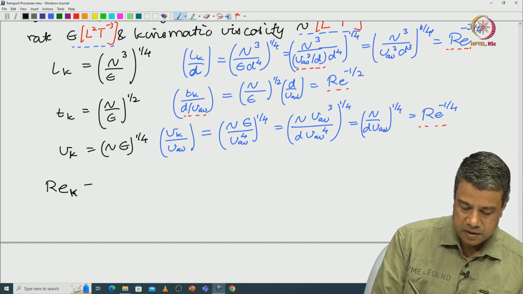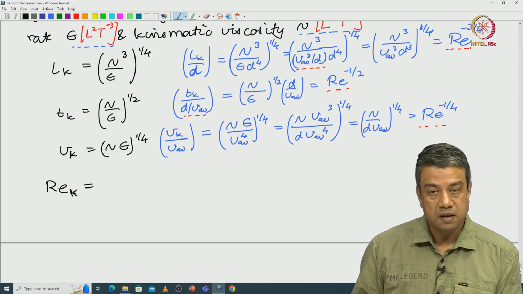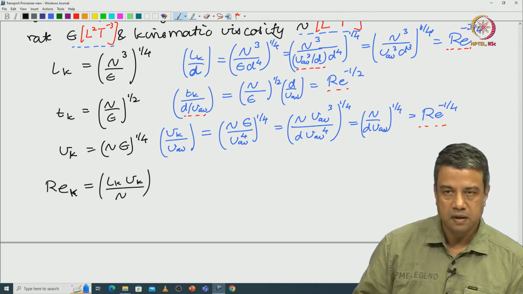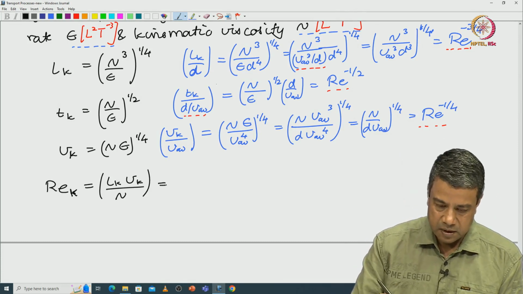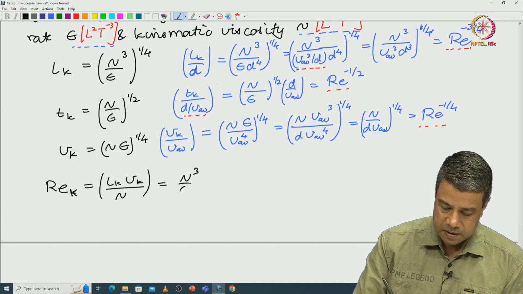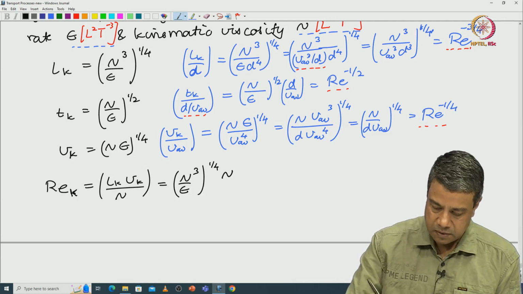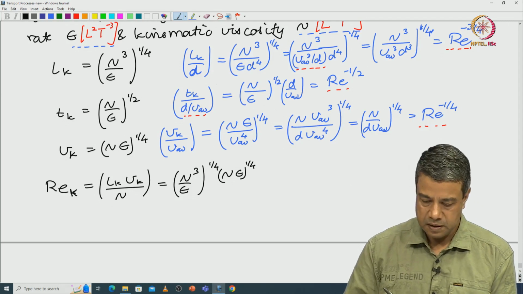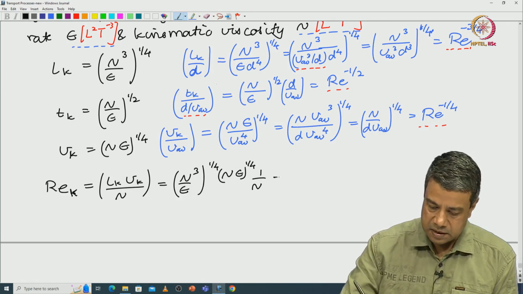The Reynolds number based upon the large scale we know has to be large, because that is the characteristic of turbulent flows. The Reynolds number based upon the Kolmogorov scale is Lk Vk by nu. Okay. Velocity times length scale divided by the kinematic viscosity, which is equal to (nu cubed by epsilon) power 1/4, into (nu epsilon) power 1/4, divided by the kinematic viscosity. And you can see that this is 1.